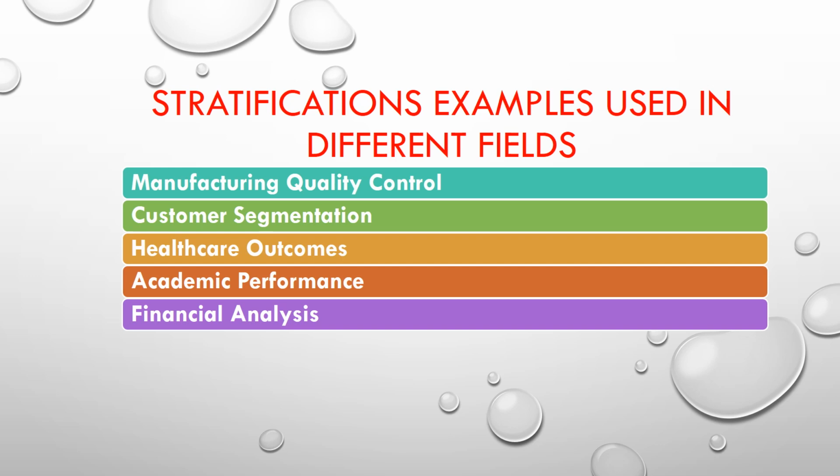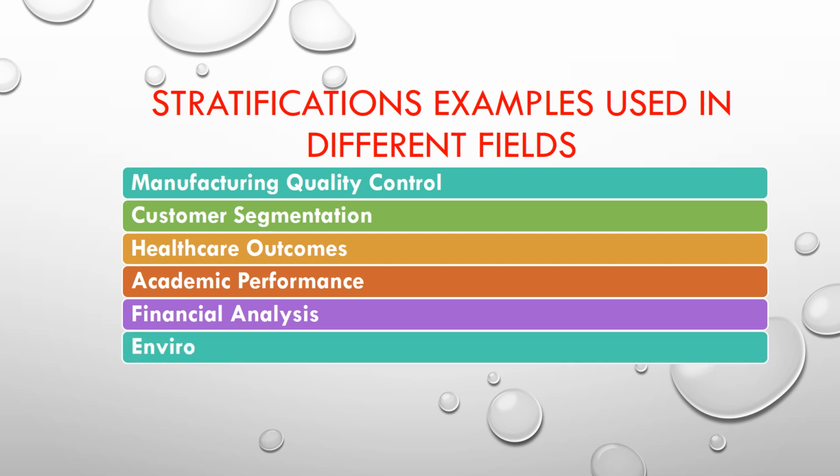It is also used during financial analysis. Financial data can be stratified by industries, company size, or geographical regions. This enables investors and financial analysts to assess the performance of different sectors or companies. For instance, a financial analyst can use stratification to compare the profitability of tech companies in different geographic locations.